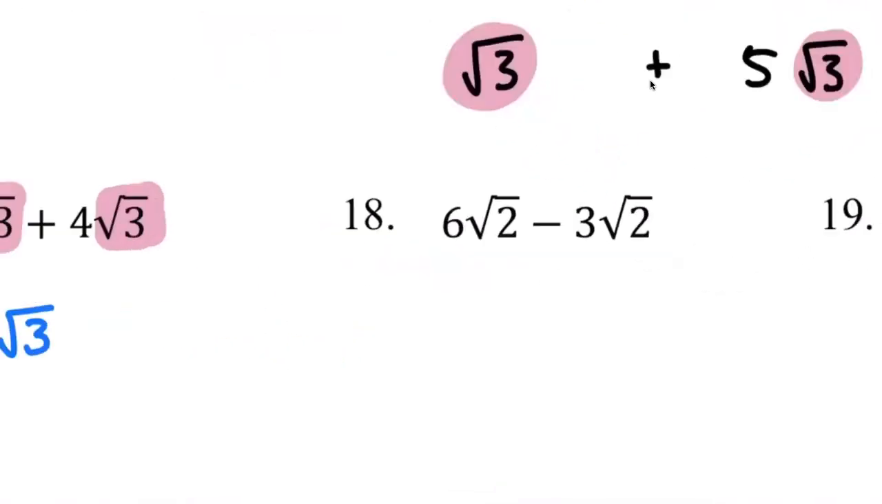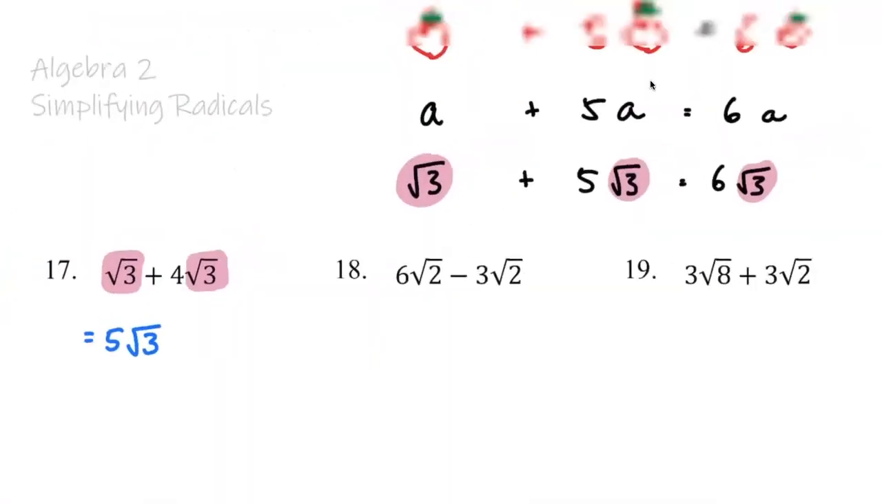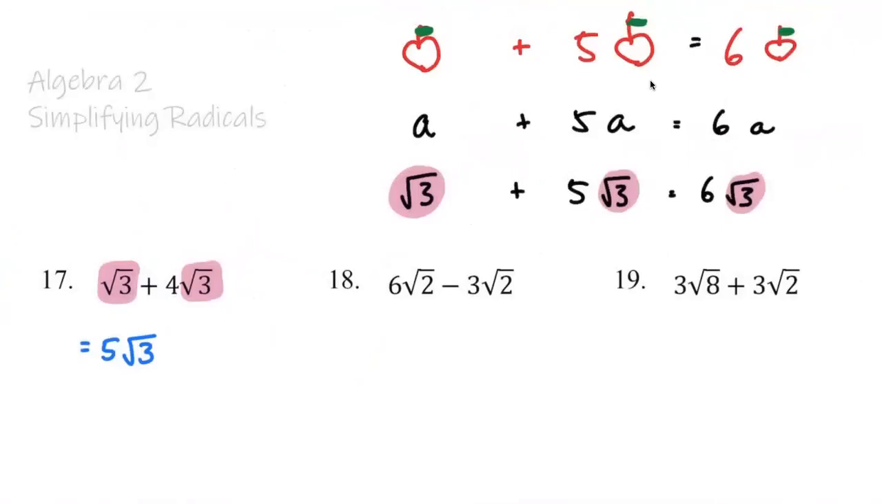Now, let's go ahead and take a look at number 18. All right, then we say, what about number 18? Well, if you look at all the examples that we have shown you, 6 root 2 minus 3 root 2, hey, they both have square root of 2. So you have 6 square root of 2's and minus 3 square root of 2's. What do you have left? 3 square root of 2's.